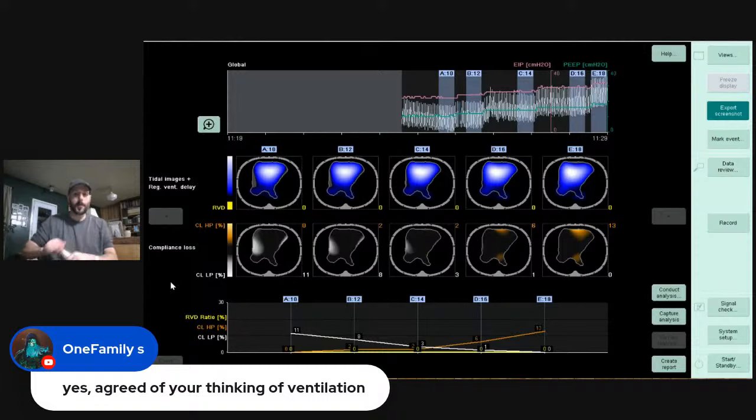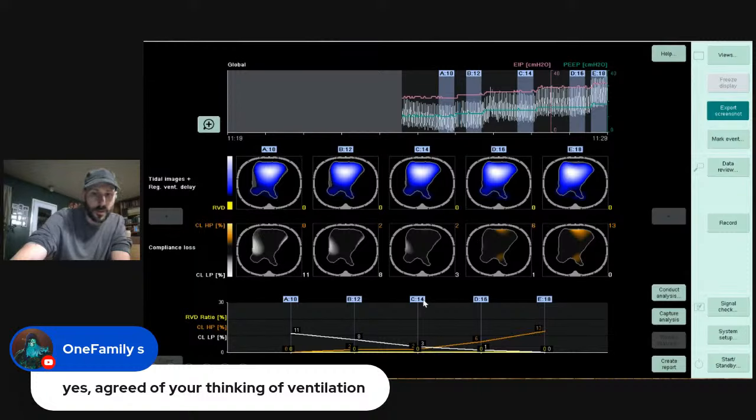So ideally, when you're doing just a PEEP trial, a PEEP study, basing it on regional compliance, you don't want white and you don't want any orange. And we can see here that there is 11% compliance loss, 8% compliance loss, 3% compliance loss. And we see that the white here is pretty much non-existent.